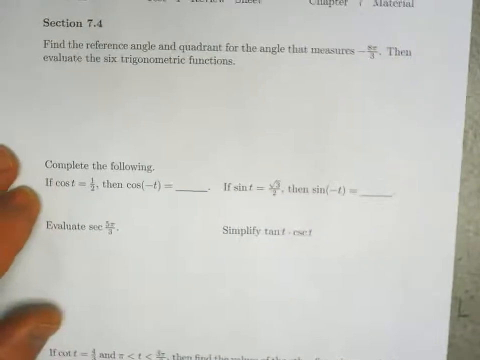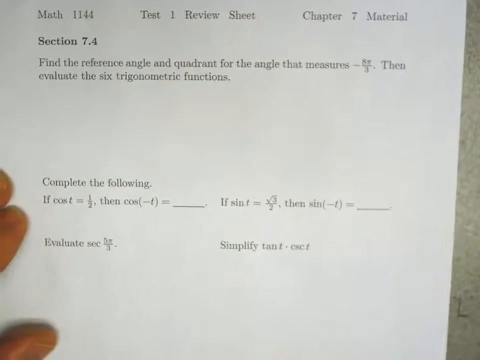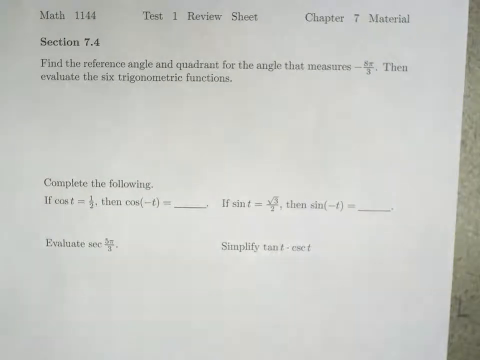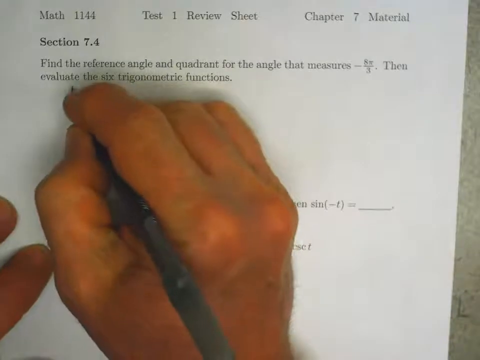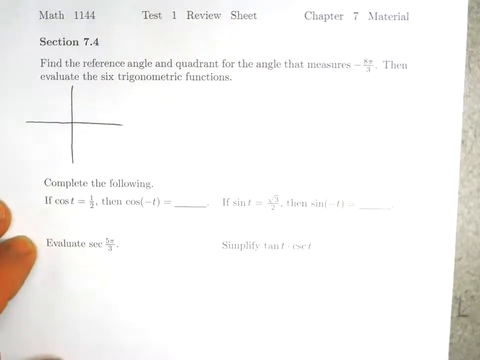Okay, next page. Find the reference angle and quadrant for the angle that measures negative 8 pi over 3, then evaluate the 6 trigonometric functions. Okay, negative 8 pi over 3.